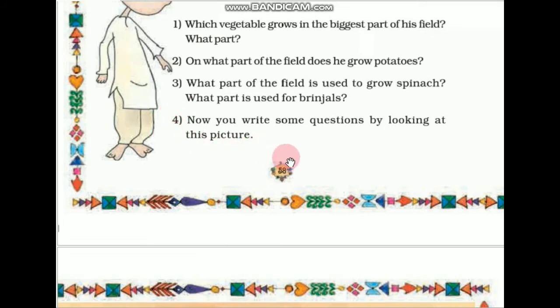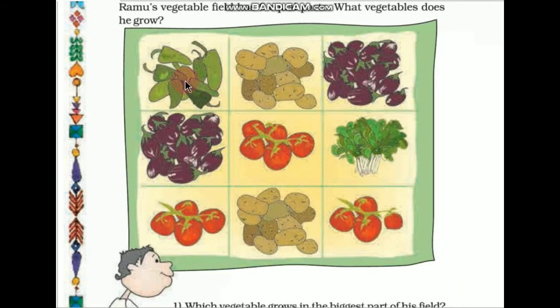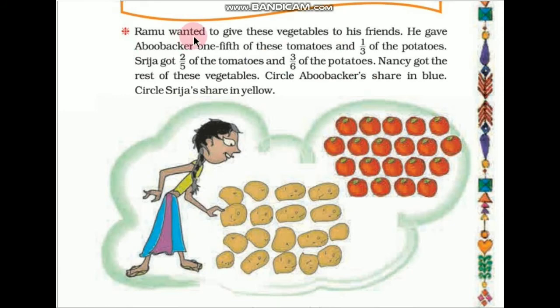Now you write some questions by looking at this picture. Can you make some questions? Which vegetable is left for a question? Chili. So we can write what part of the field is used for growing chilies. Then which 2 vegetables are grown on equal parts of the field? Potatoes and brinjals.